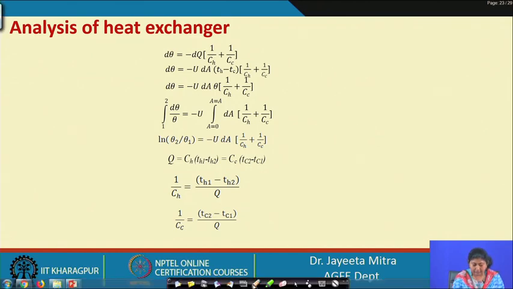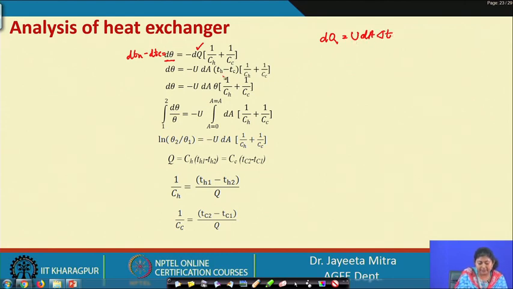Then what we can write is d theta, that is nothing but dTh minus dTc. So, d theta is equal to minus dQ (1 by Ch plus 1 by Cc). Again, d theta equals minus U, because this Q can be written as U dA into the temperature difference, that is Th minus Tc, delta T. If we consider that dQ is equal to U dA delta T.